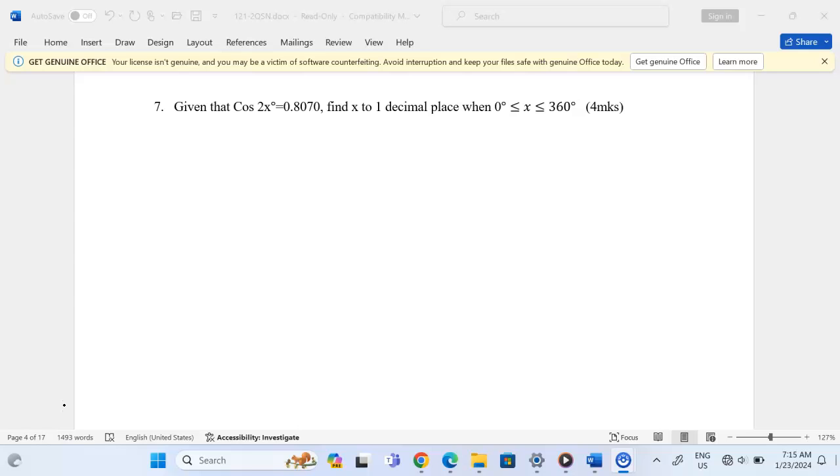Given that the cosine of 2x degrees equals 0.8070, find x to one decimal place when x is ranging between 0 degrees and 360 degrees.